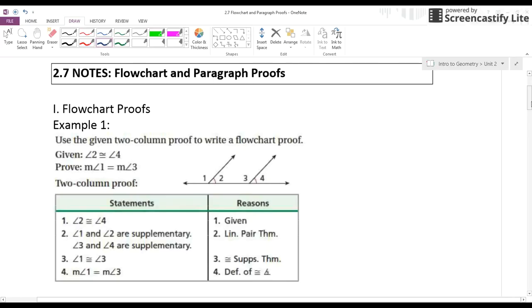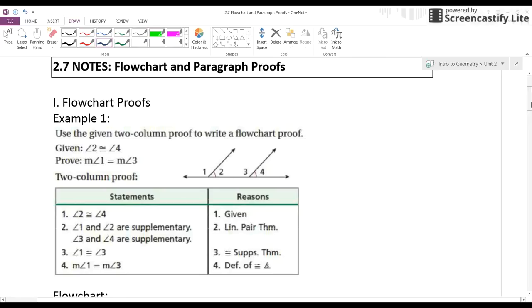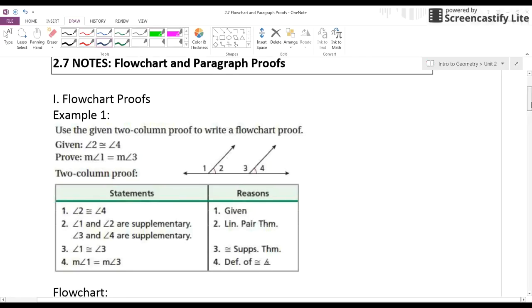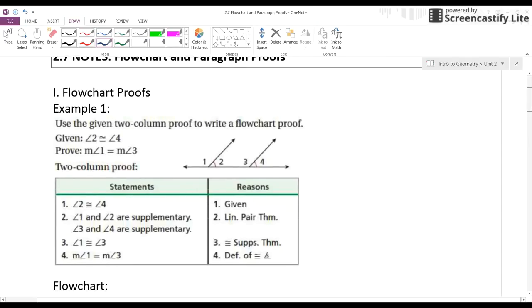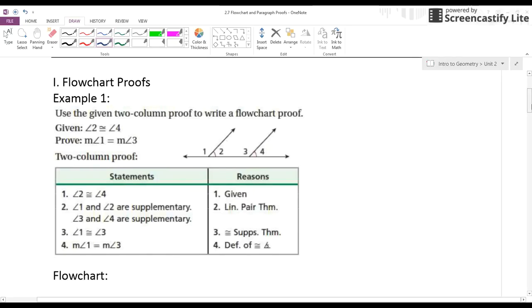All right, so flowchart proofs are what we're going to go over first. And I think the easiest way to look at these now is to look at the two-column proof that we're very familiar with and see how we can rewrite it as a flowchart proof, okay? So let's take a look at this two-column proof first and make sure you understand it.